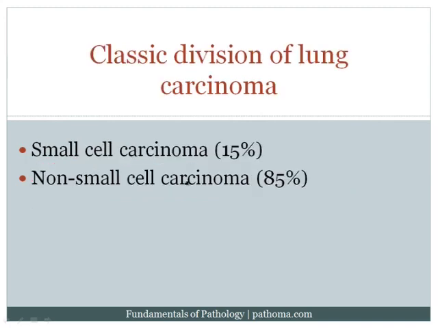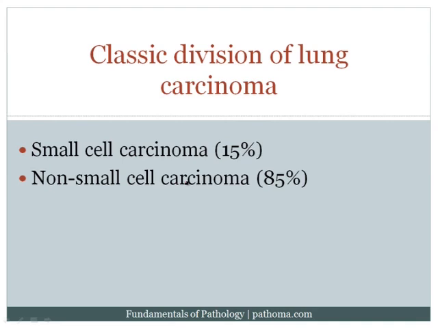Now, if malignant cells are seen on biopsy, then the classic division of lung carcinoma is small cell carcinoma versus non-small cell carcinoma. This distinction is made by the pathologist by looking at the cells under the microscope. There are some characteristic features of small cell carcinoma, classically with the cells being small. And if the cells are not small, then it would be called non-small cell carcinoma. And we'll talk about that subtype in a little more detail in a moment.